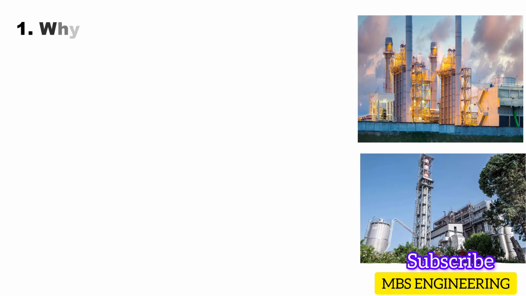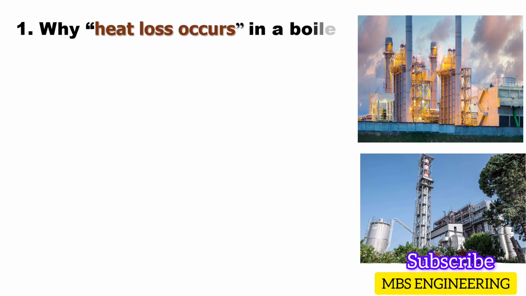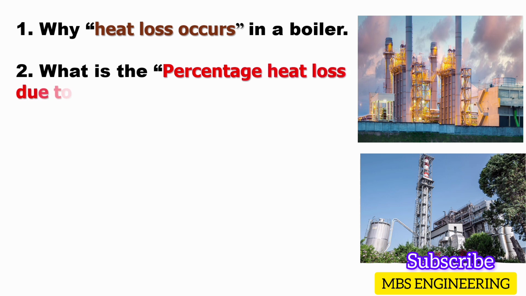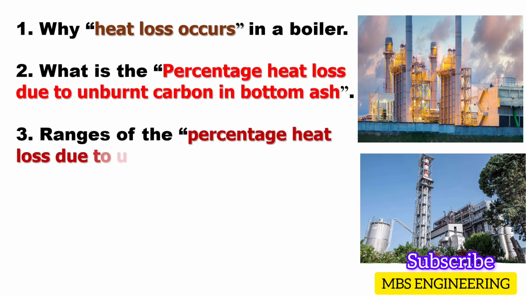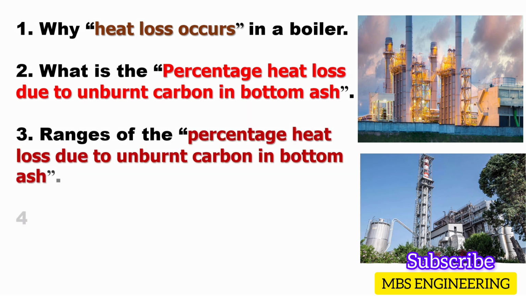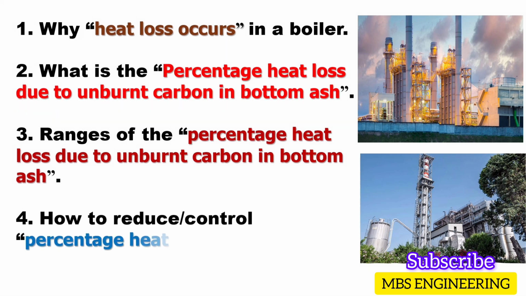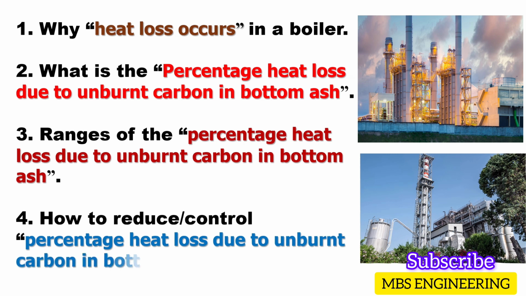The first topic is why heat loss occurs in a boiler. Next, the second topic is, what is the percentage heat loss due to unburnt carbon in bottom ash? Next, the third topic is, ranges of the percentage heat loss due to unburnt carbon in bottom ash. And finally, the fourth topic is, how to control the percentage heat loss due to unburnt carbon in bottom ash. We will cover the above topics in the upcoming slides. So, our goal is to minimize this unburnt carbon by improving combustion efficiency.